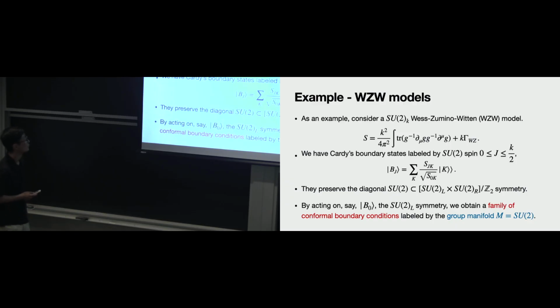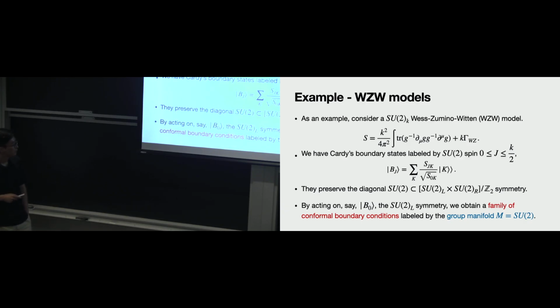So let's take an example. Consider an SU(2) level K Wess-Zumino-Witten model based on the diagonal modular invariant. There are many boundary conditions that are known in this theory. The most famous ones are so-called Cardy boundary states. These are boundary conditions that preserve the diagonal of the left-moving and right-moving SU(2) global symmetries, and they are labeled by the SU(2) spin J running from 0 to k over 2. K is the integral level.